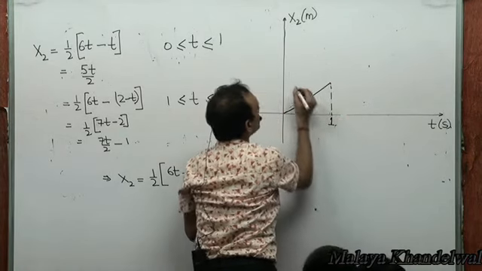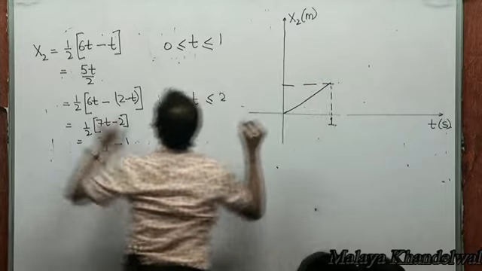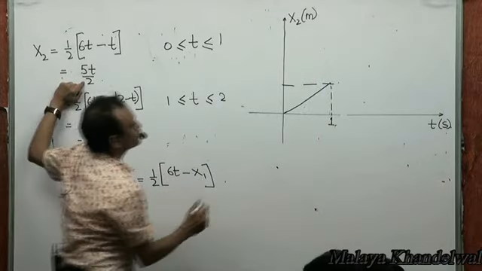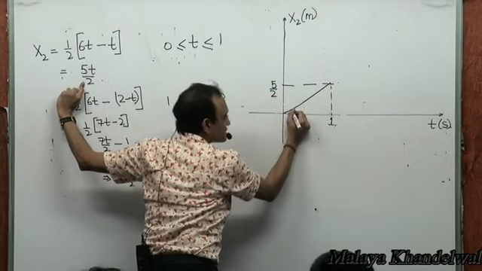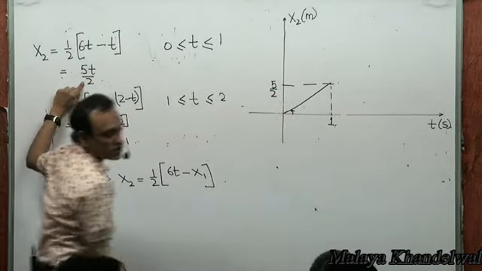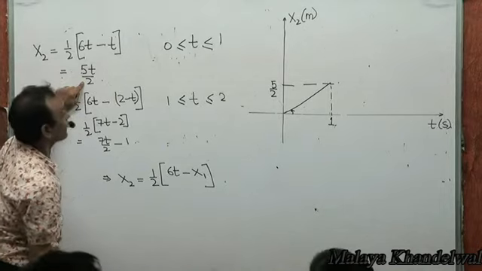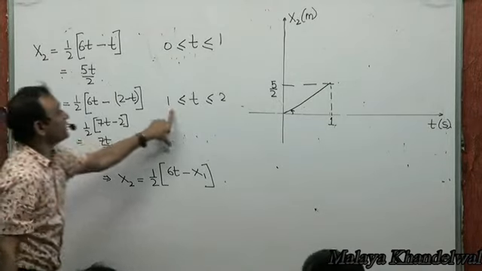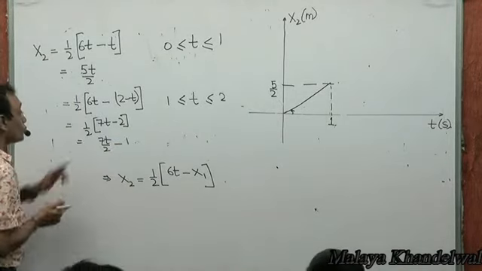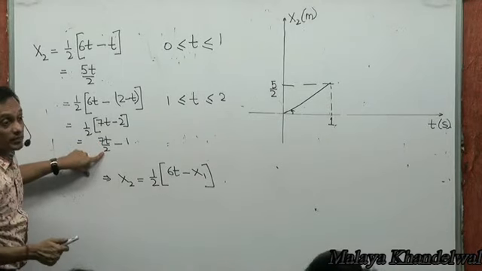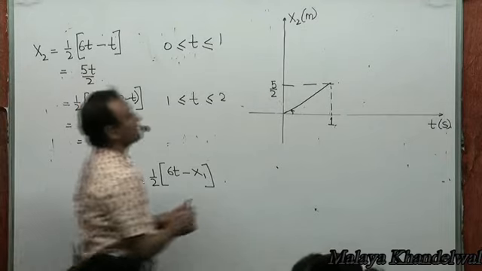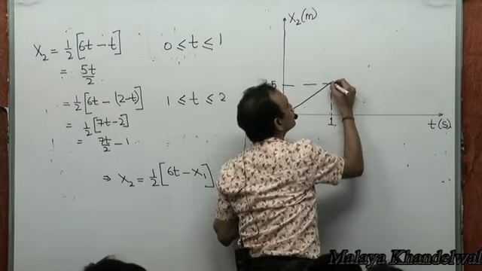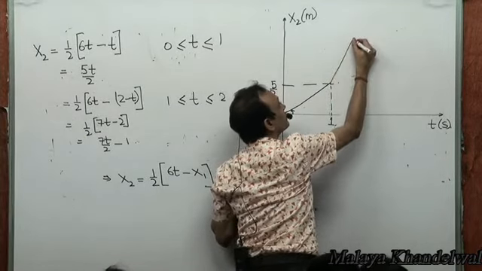At t equal to 1, x2 becomes 5 by 2. The tan of this angle is the slope, which is 5 by 2, right? Now, from 1 onwards, for t lying between 1 to 2, the slope has increased to 7 by 2. It becomes a steeper graph, right?